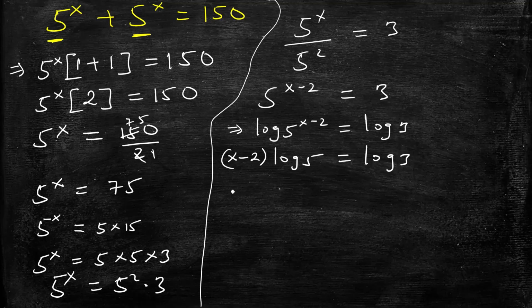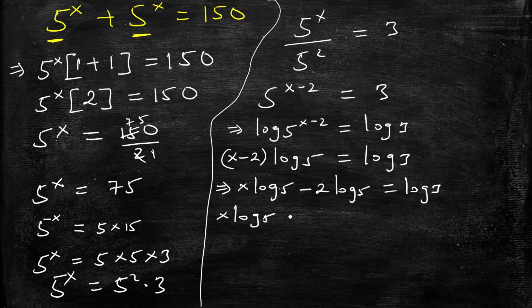So we can open this one. So we have x log 5 minus 2 log 5 equals log 3. Okay, so we can say x log 5 equals log 3 plus 2 log 5.